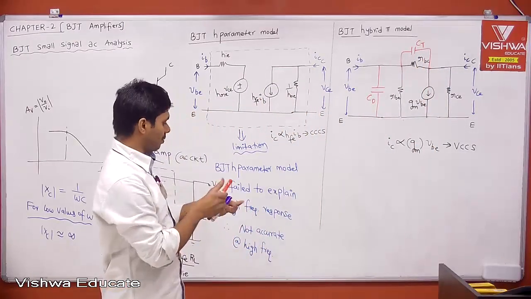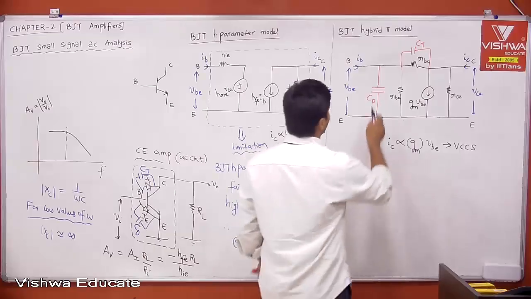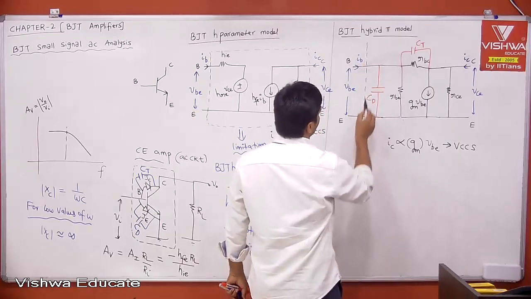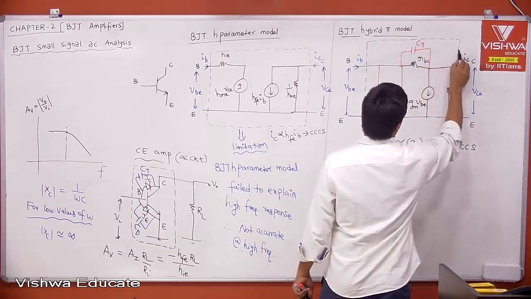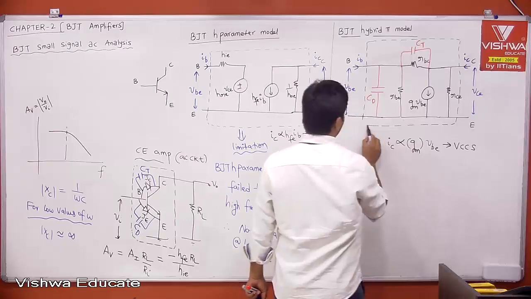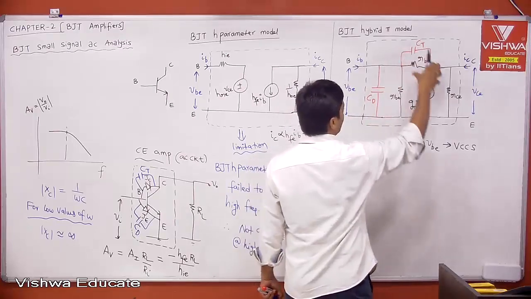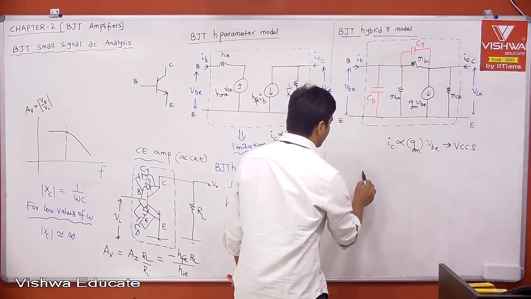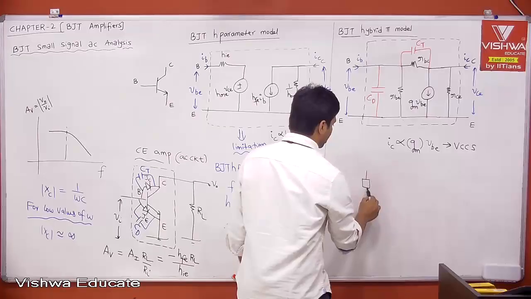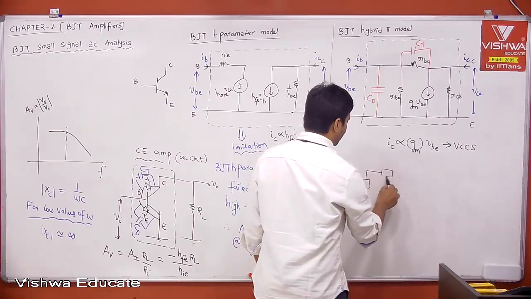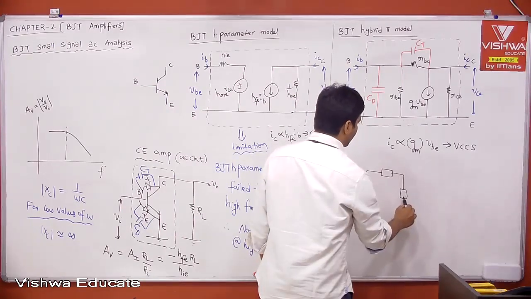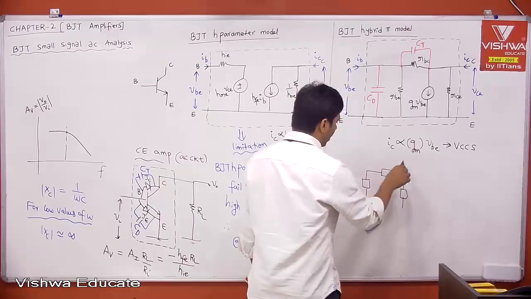Now this is your BJT hybrid pi model. Why is it called the pi model? It looks like a pi. Take this part: this input has one branch, then another branch, and another branch. It looks like a pi, right?